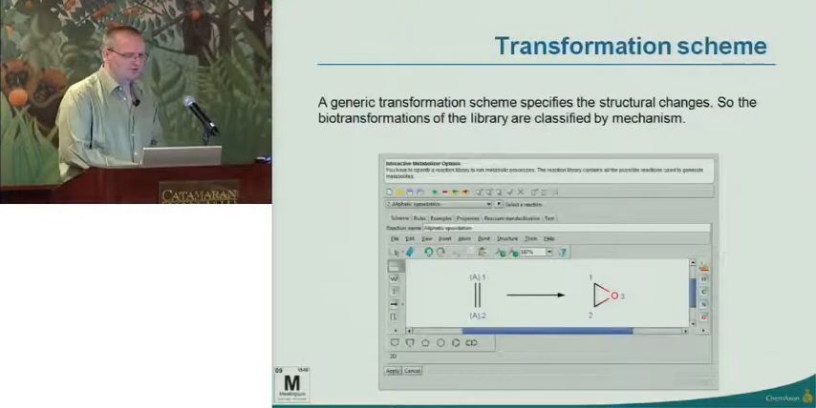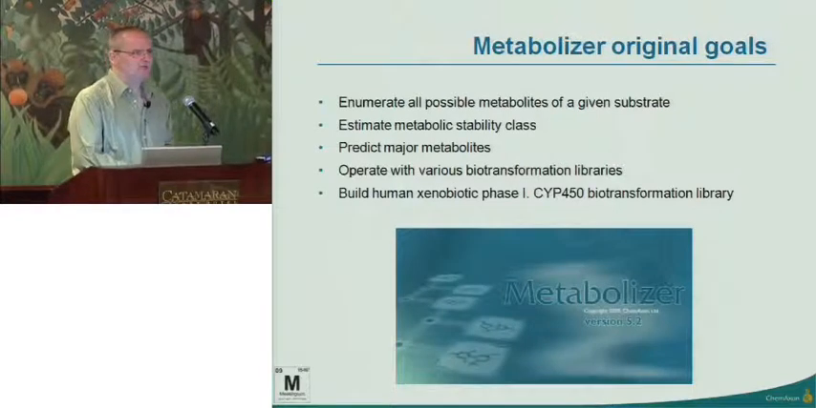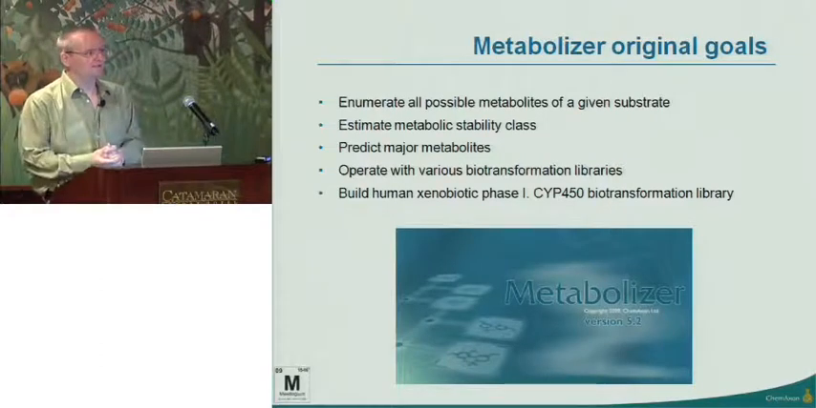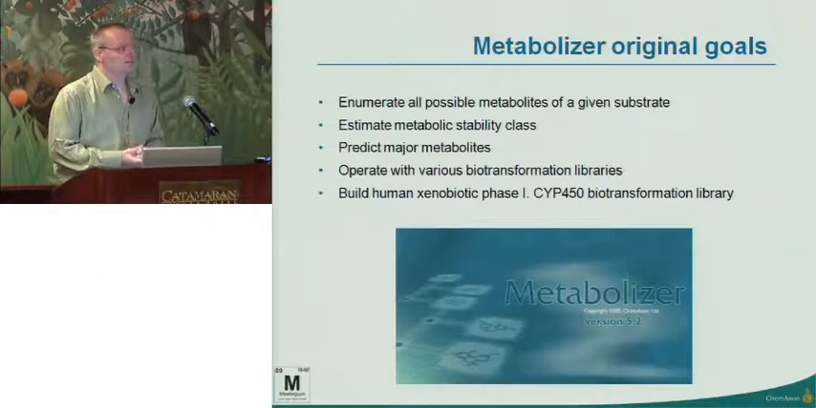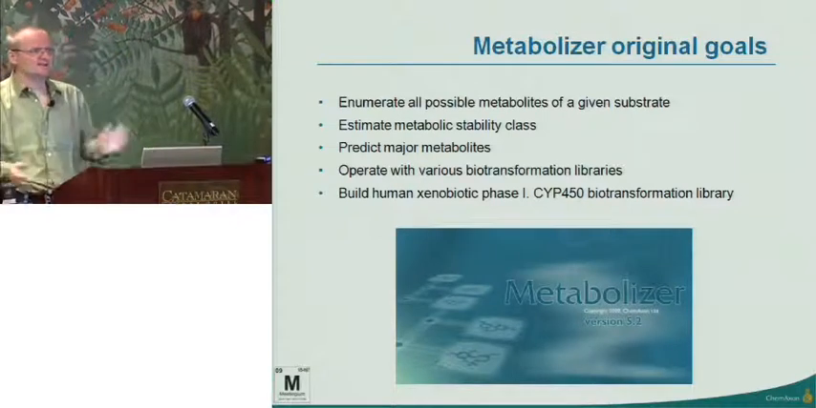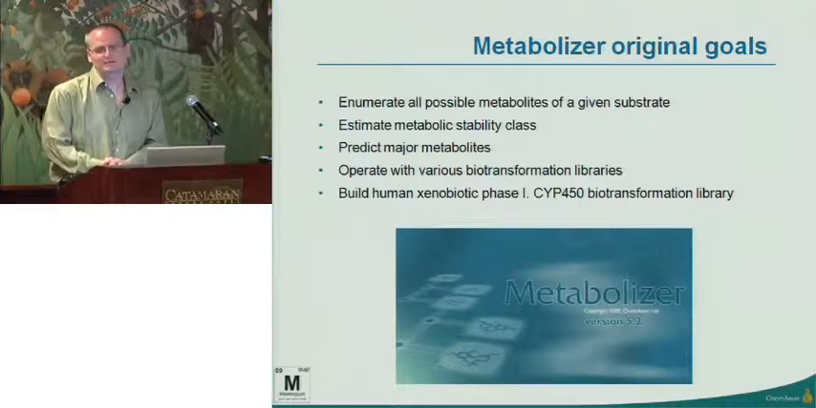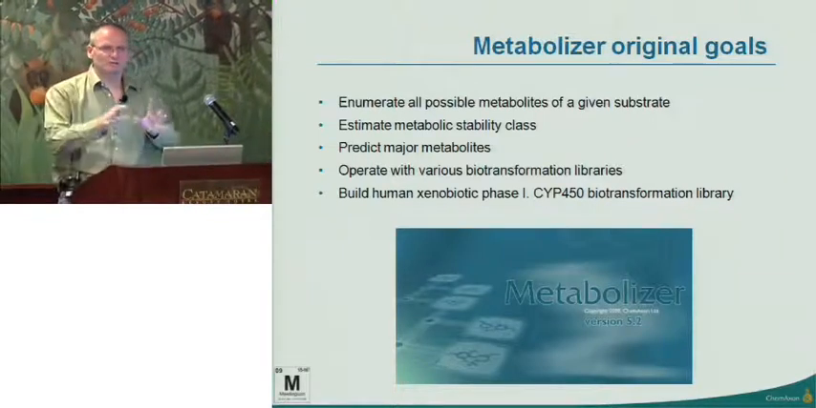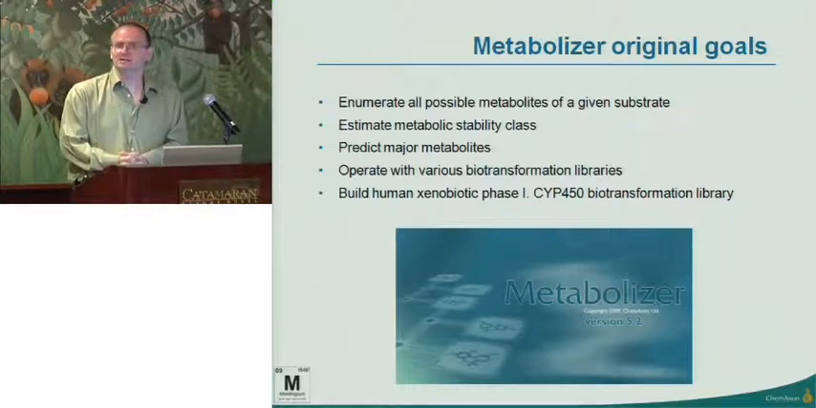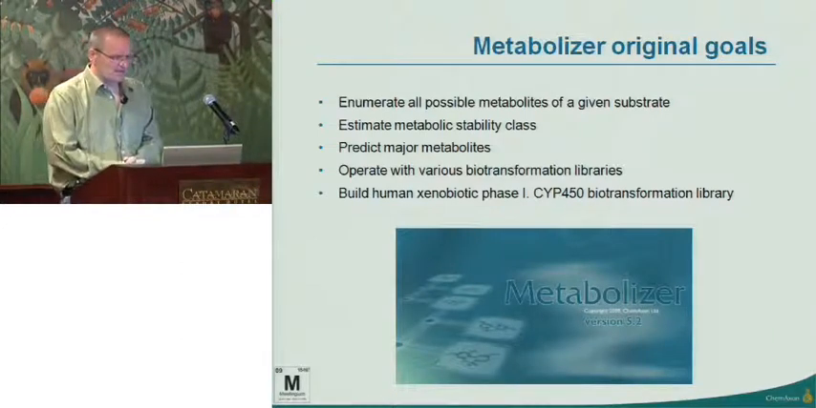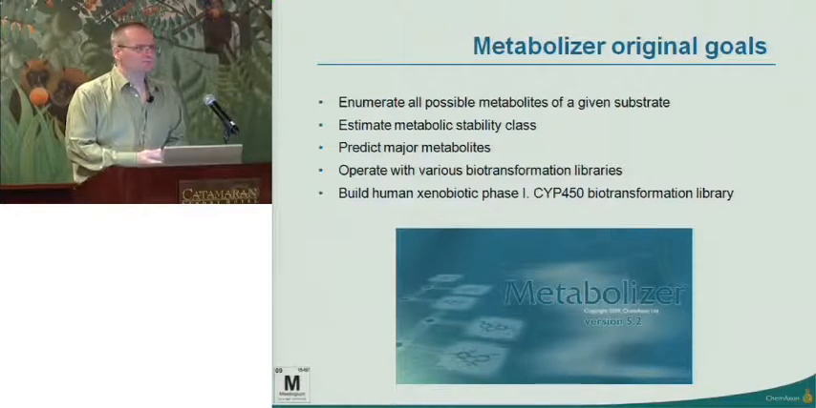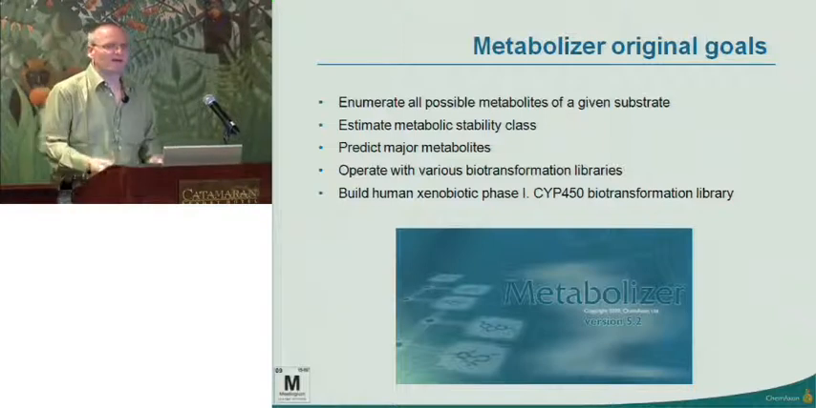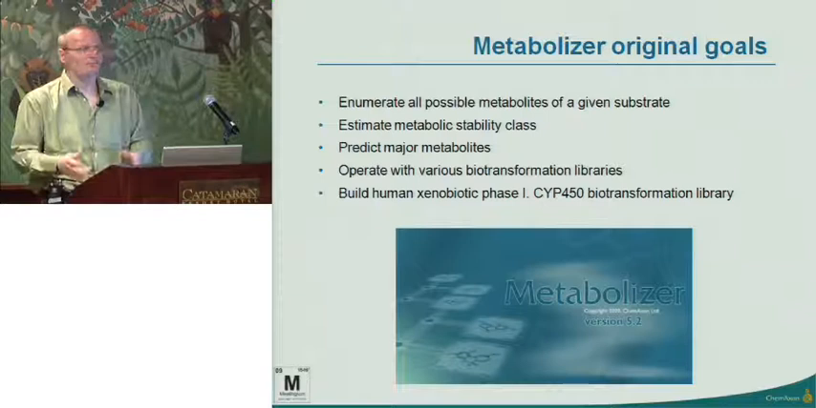The goals were to enumerate all possible metabolites of a given substrate, estimate the metabolic stability of molecules, and predict the major metabolites, not just generate some 10,000s of metabolites from a substrate. For me, it seems similar to generating nothing, but to generate a smaller set which can be identified experimentally as well. And as a reactor, it should be able to operate with various libraries like human, xenobiotic, phase 1 library, or phase 2, or mice, or bacterial, or plant.